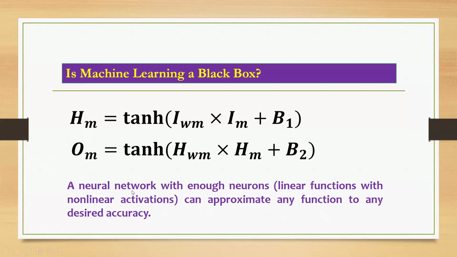And I have an important conclusion here: a neural network with enough neurons, with linear functions and non-linear activations, we can use it to approximate any kind of function to any accuracy we desire. And this is the building idea for neural networks, and that's why this equation says it all. We can use a linear system acted on by a non-linear function to approximate any kind of real or non-linear complex system that we may want to be dealing with.